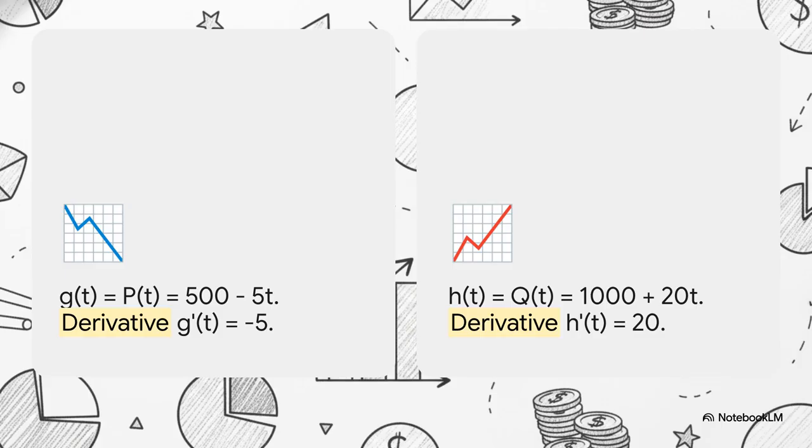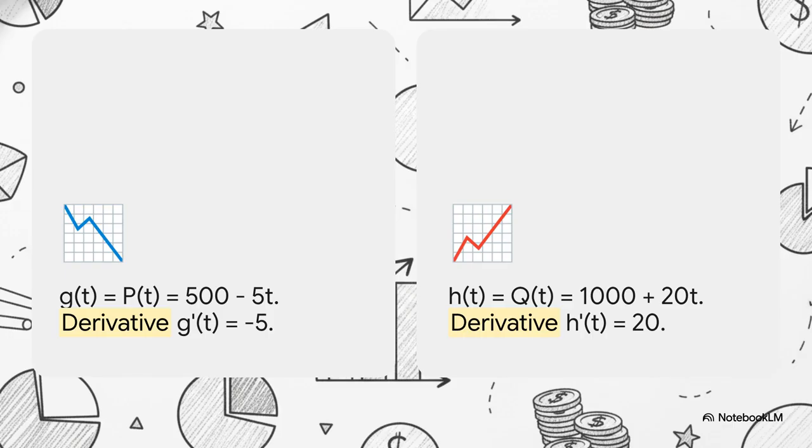So just like in our practice problem, the first thing we do is identify our components. Our first function is price, P of t. Our second function is quantity, Q of t. Then we find their derivatives. The derivative of price, P prime, is -5. That makes perfect sense, right? The price is decreasing by $5 per week. The derivative of quantity, Q prime, is +20. Again, logical. Sales are increasing by 20 units per week.